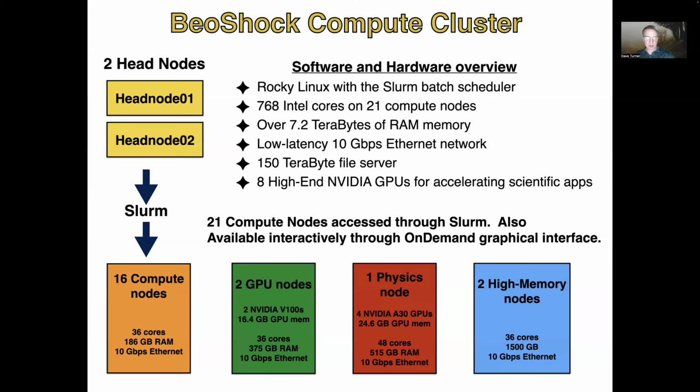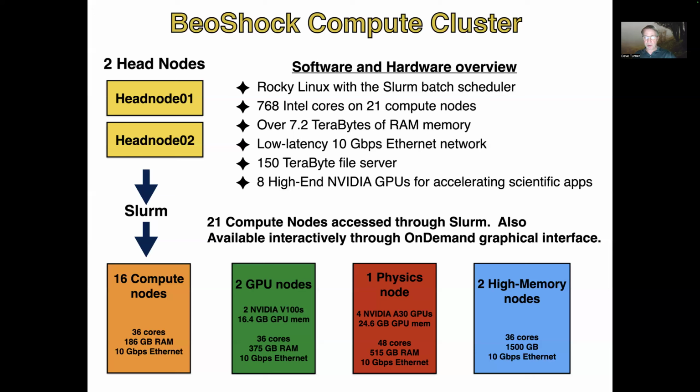And then there's 2 GPU nodes, each of which has 2 NVIDIA V100s. And the GPUs have 16 gigs of GPU memory on them. And these nodes have slightly more memory on the CPU side than the compute nodes. They have 375 gigabytes of RAM memory.